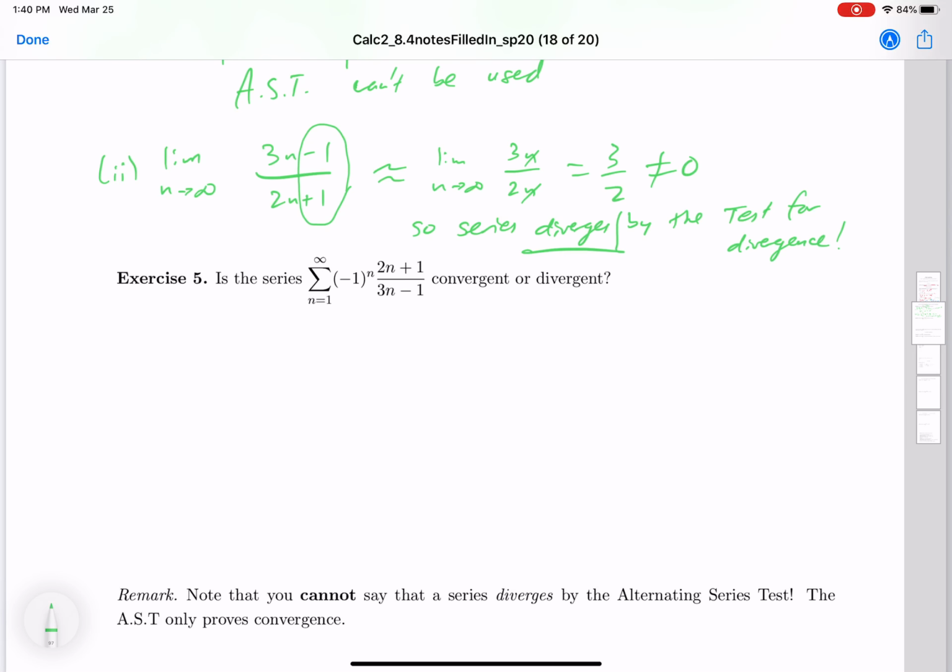All right. So I've seen one that converges, one that diverges. Now try exercise 5 and see what happens. Ready, set, go. Pause the video and try it, and then come back and see what I did.